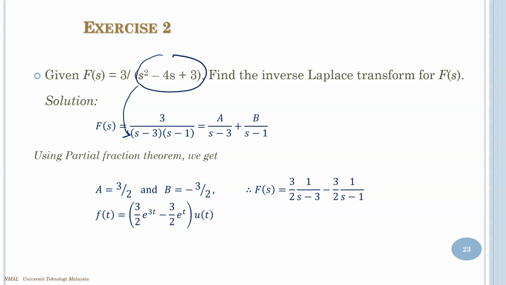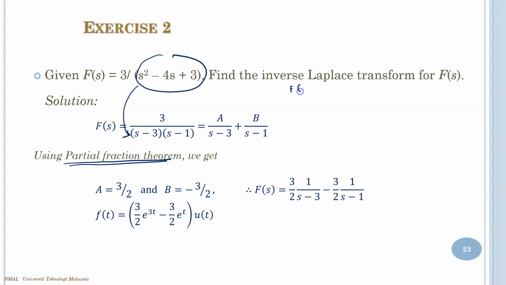So this one, we can put it as A divided by s minus 3 plus B divided by s minus 1. You need to use the knowledge that you learned from engineering mathematics to perform the partial fraction theorem in order to obtain A and also B. This is how I perform the partial fraction theorem.